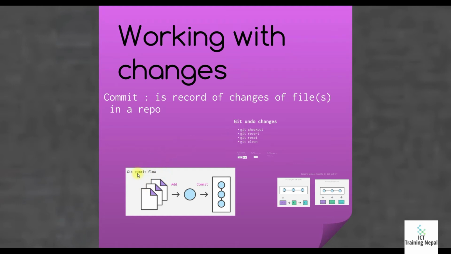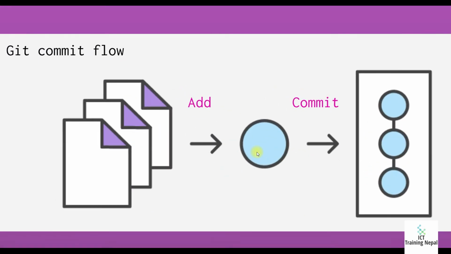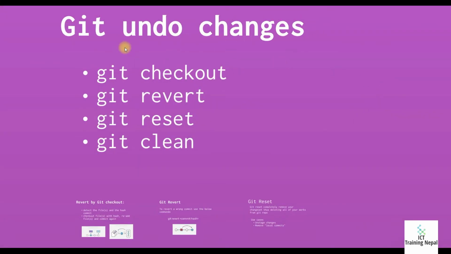If you do git commit, it will first add the files and then commit them. It will put these files in here. After committing, it looks like this. This is the flow of git commit. We usually do git commit -m and put a message there. In this flow, you edit the document first, it is staged, and then it is committed, and the folder will be in the repo. So for undoing changes, we have git checkout, revert, reset, and clean.